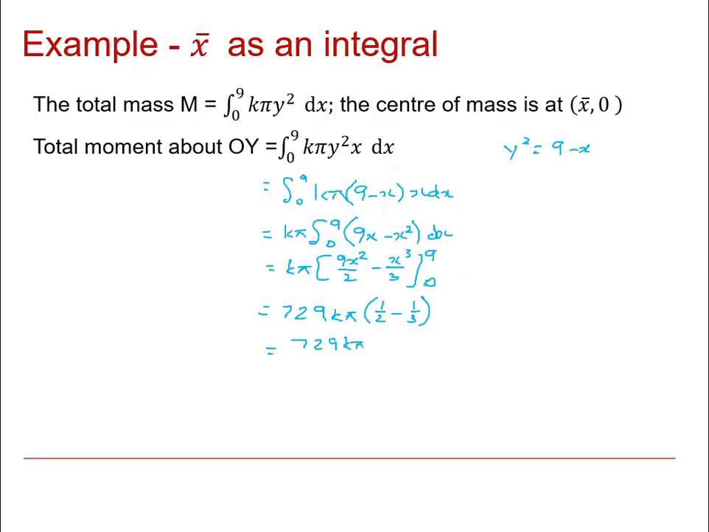Now a half minus a third is 3/6 minus 2/6, so that's just a sixth. So that will allow us to cancel down. Not quite entirely, we can just cancel the 3s: 2 3s make 6, 4 3s make 12, and 3 3s make 9, so we end up with 243 k pi over 2.